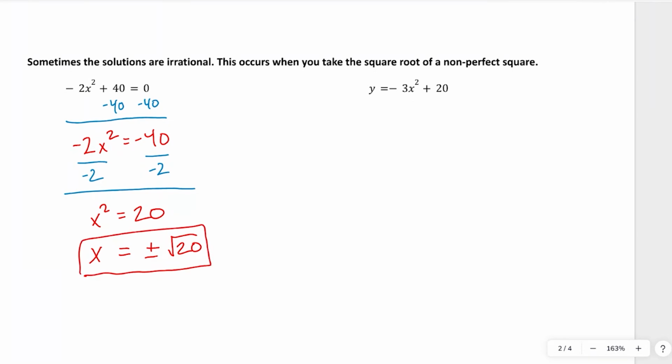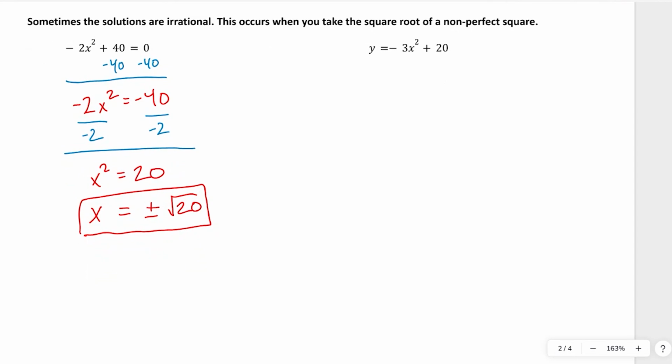Sometimes you'll have a word problem where there's some context built behind it and the multiple choice answers will all be in decimal form. So just make sure you know how to type that into your calculator. Let me just see what that would be up here. The square root of 20 is going to be about 4.47.